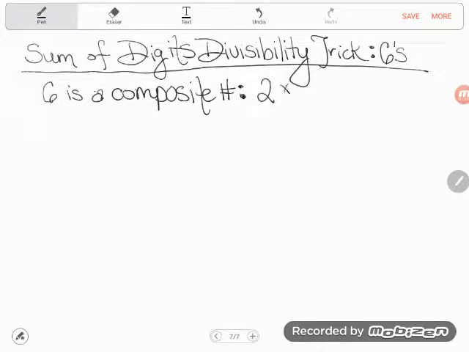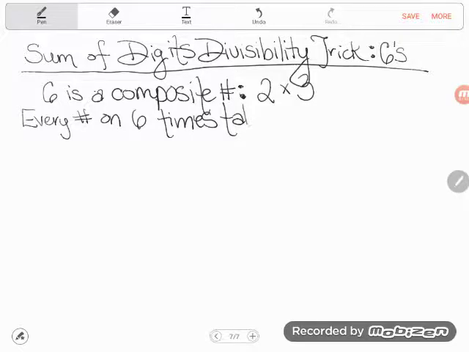Like you could take the numbers 2 and 3 multiplied together to make 6. So 6 is composed of 2 times 3. It's a composite of prime numbers. Prime numbers are put together, multiplied together to make composite numbers. Okay, so that means if 6 is composed of both 2 and 3, then every number on the 6 times tables will behave like the 2 times tables and the 3 times tables.